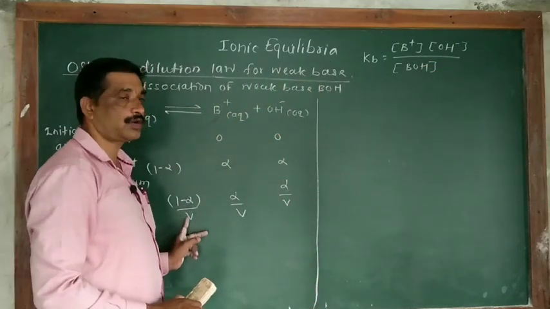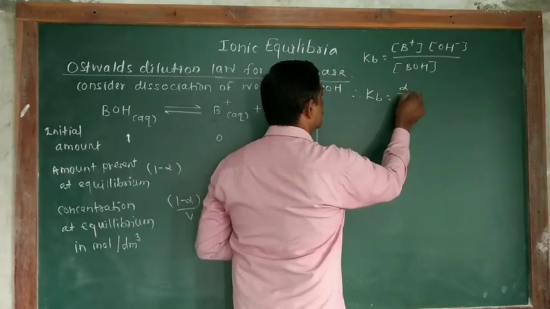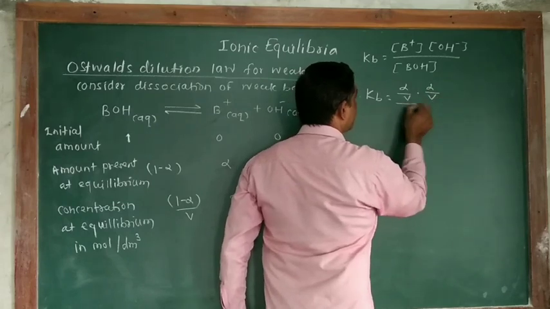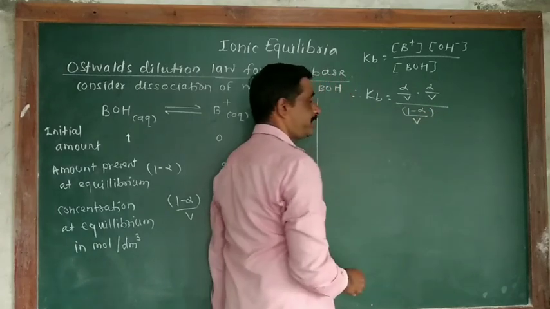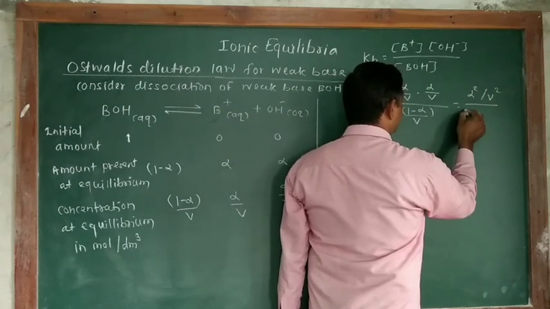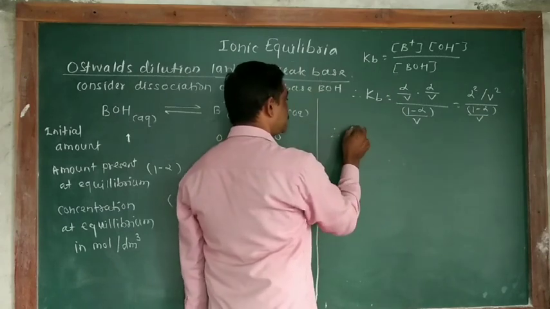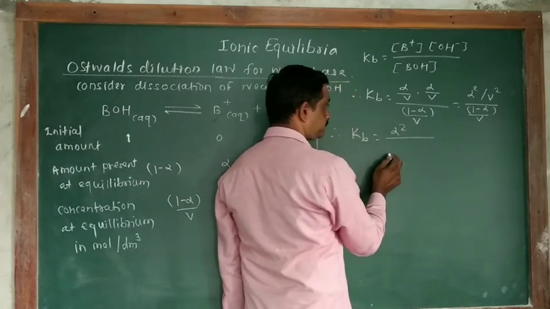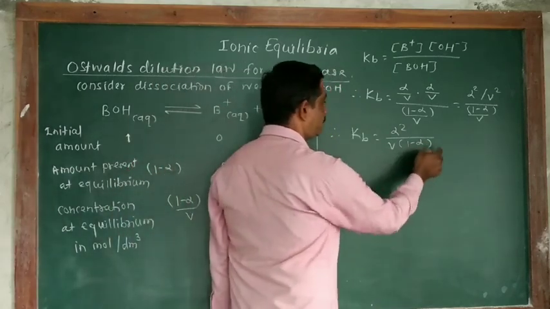So here we have all the values of these species, and therefore Kb is equal to alpha upon V, times the concentration of OH minus, again alpha upon V, divided by the concentration of BOH at equilibrium, 1 minus alpha upon V. On simplification, that becomes alpha square upon V square divided by 1 minus alpha upon V. Now this becomes alpha square divided by V into 1 minus alpha.